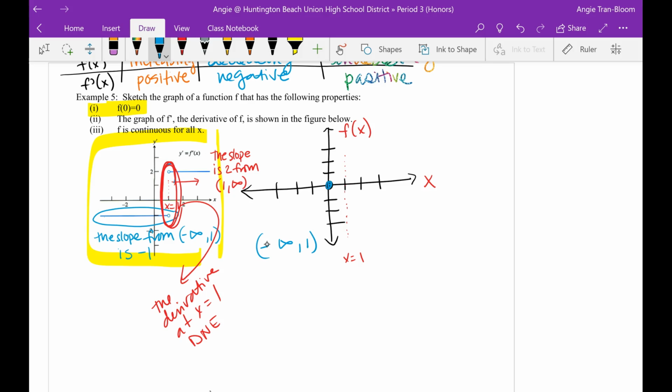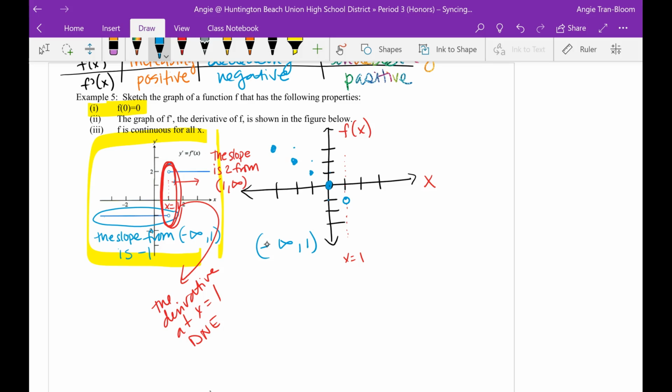This point is my starting point. It's on the left-hand side of 1, so I need to have a slope of negative 1. What does a slope of negative 1 mean? Go down 1, left 1, right? Or I can go up 1, right 1. That's what it means to have a slope of negative 1.